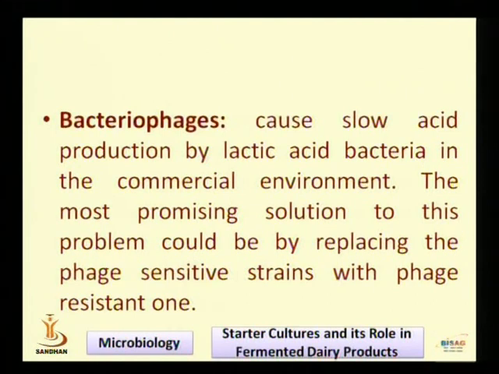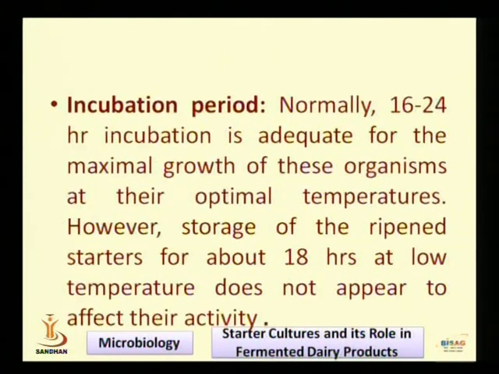Bacteriophages, as you have already understood, can interfere with the process. They cause slow acid production by lactic acid bacteria in the commercial environment. The most promising solution to the problem could be replacing the phage sensitive strain with a phage resistant one.